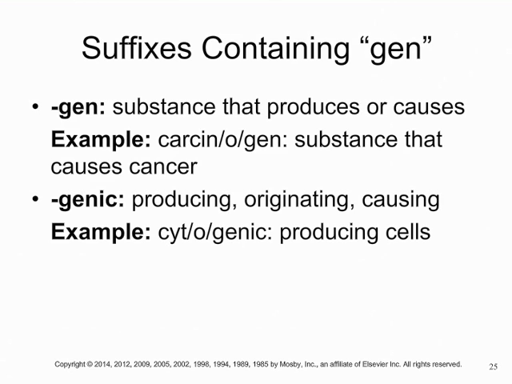Here, this is just showing you the difference between gen and genic. Again, gen is a substance. So, for example, a carcinogen is a substance that causes cancer. Whereas genic means producing or causing cancer. In this case, I always think of smoking. You know, the cigarettes are a carcinogen, but smoking the cigarettes can cause cancer. So that's what's carcinogenic.